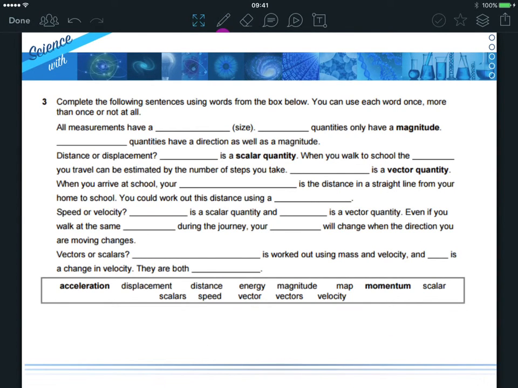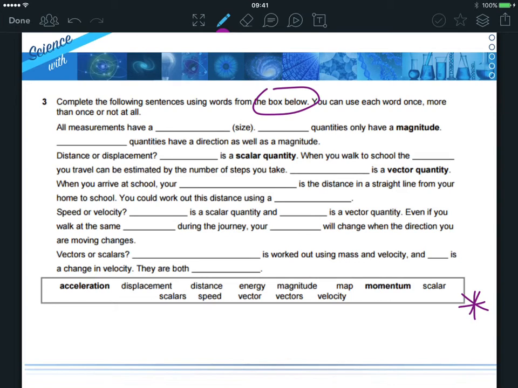Right, this is a quick gap fill to make sure that we've understood all of the terms. Complete the following sentences using words from the box below. So we're looking for all our answers in the box. We can use the words once, more than once, or not at all. So we can't just randomly pick, but we can use process of elimination with some of these.